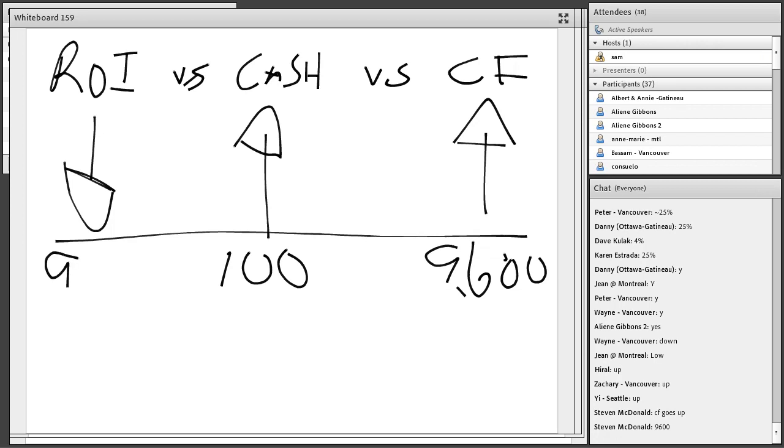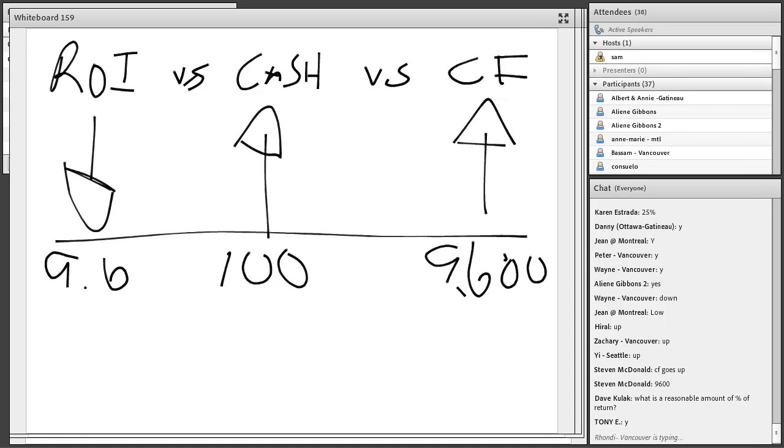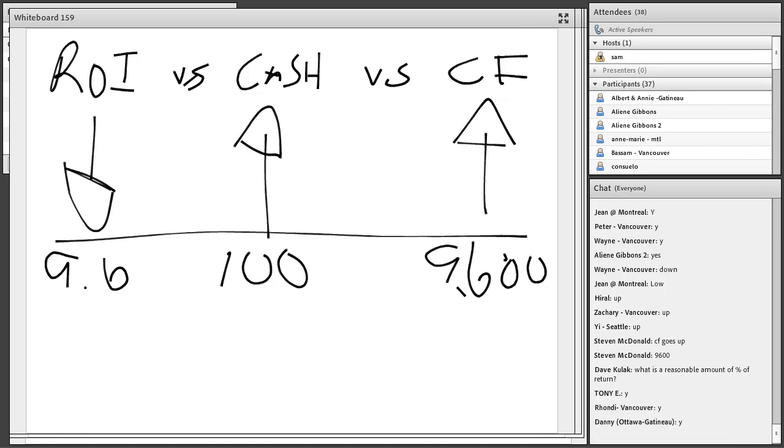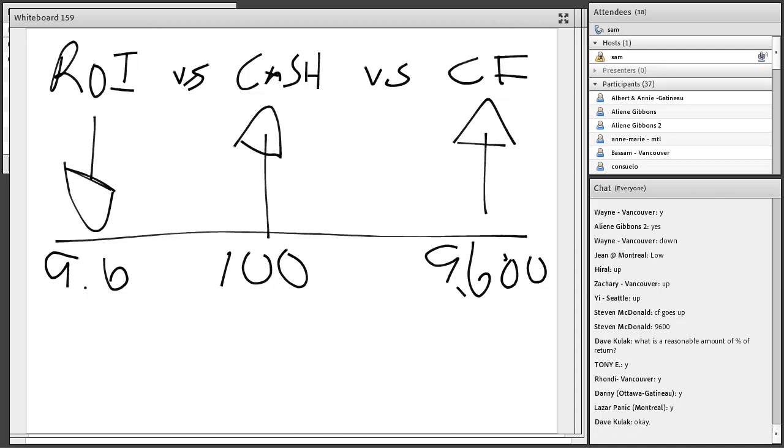Okay, that looks pretty good. 9,600. What's my return on investment? 9.6. Okay, does everybody follow that? Okay. Reasonable return, Dave. It's got to be double digits. I don't want to see under 10, but I'd rather see 20 is good. 20 to 30 is where we want to be. Now let's look. 100K, 9,600.